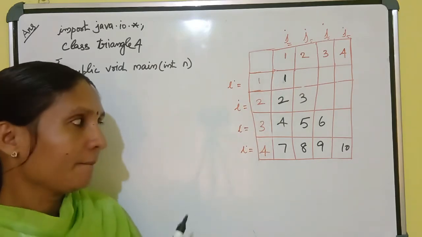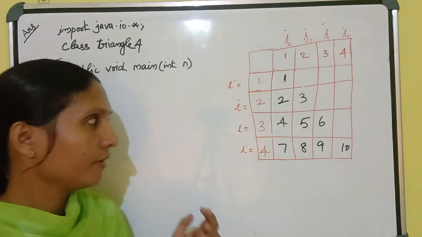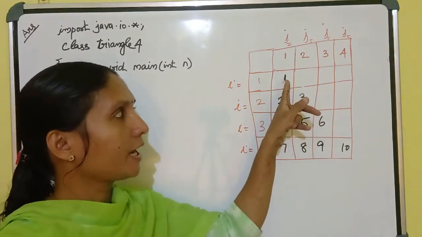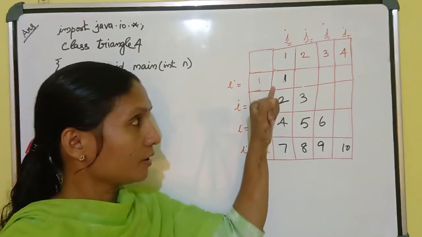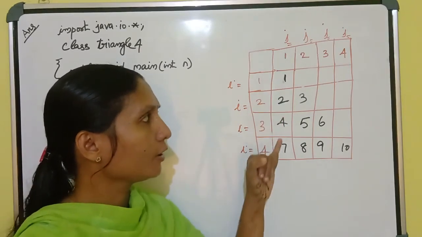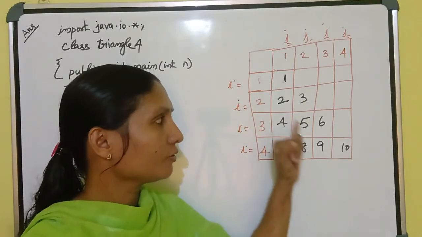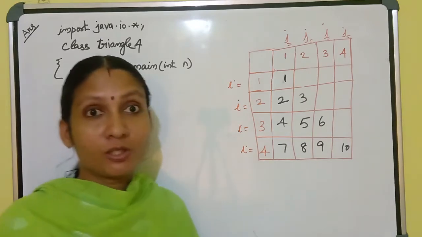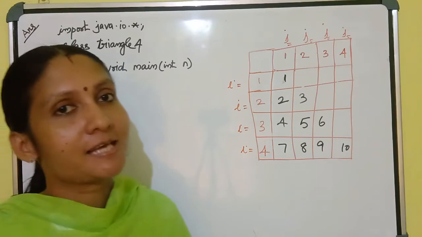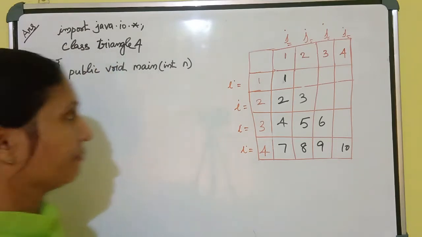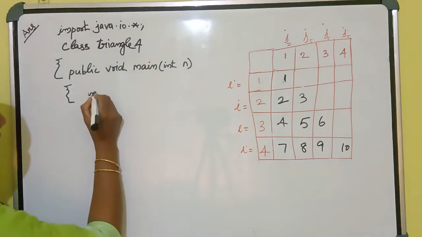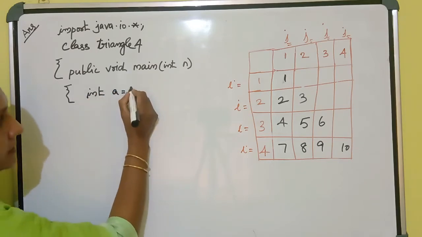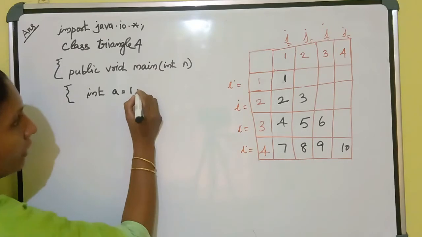Then shall we do it? But one difference is there. What is that? In the first row we have 1. The second row we have 2, 3. The third row 4, 5, 6. Each time it is varying. Because of that, to represent the elements, I will give one variable here, int a. The starting value of a is equal to 1.